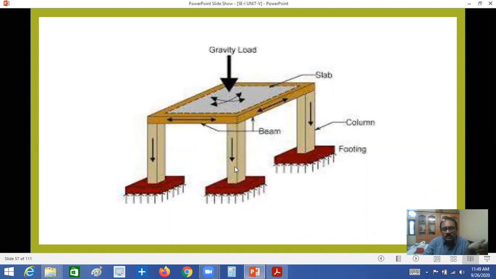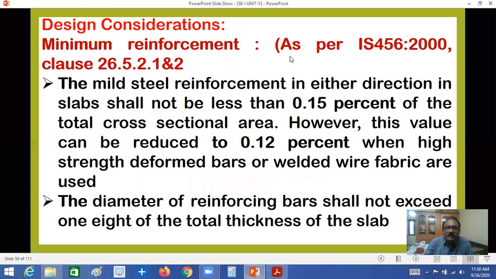Ultimately, it has to transfer to the footings. The soil has to bear that load, that is the soil pressure, and for that we have to design the footing. This is a very important point. And the design considerations: what are the design considerations?